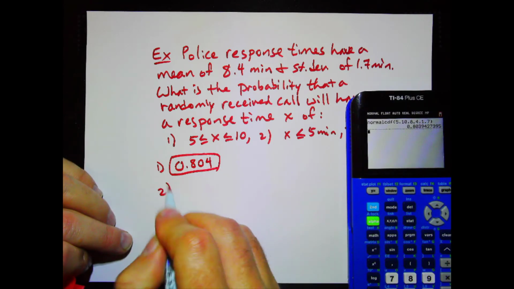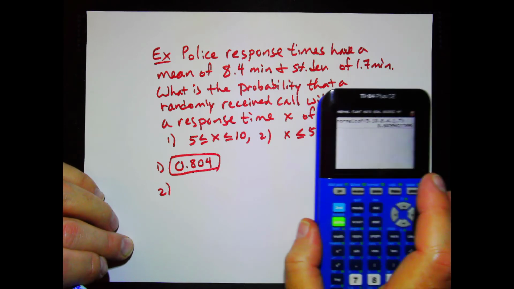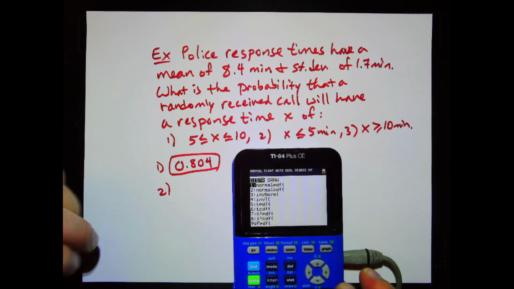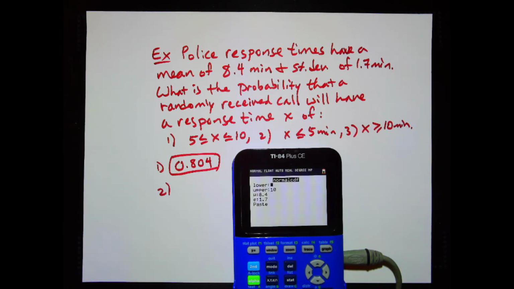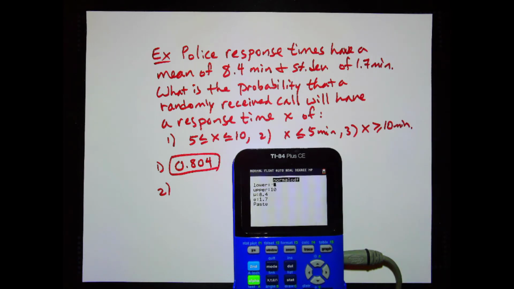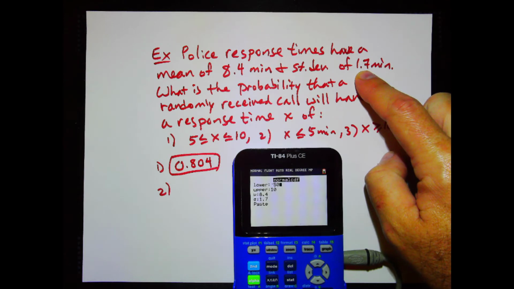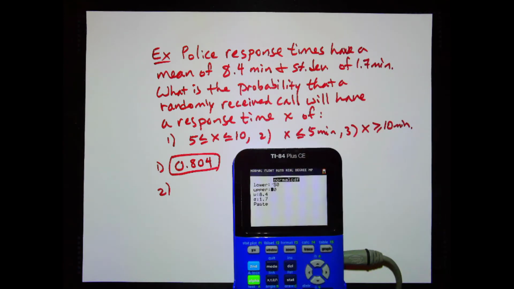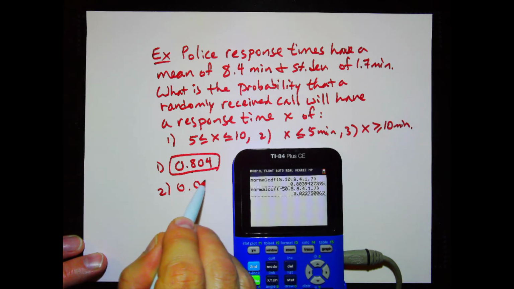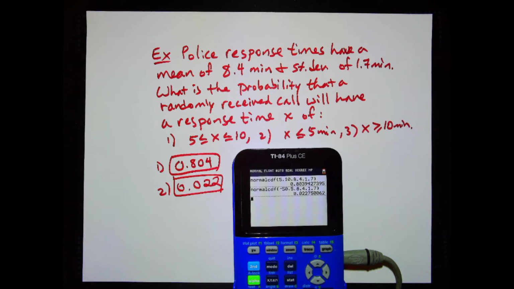On part 2, it was a response time of less than 5 minutes. Since this is an inequality with only one side, what is going to be the lower limit? The lower limit can be anything as long as it's at least 6 or so standard deviations below the mean. So why not make this something ridiculous like -50? The upper limit will be 5 minutes, with the same mean and standard deviation as before. The calculator is giving me 0.022. So it's a very small chance, a 2.2% chance that the call will have a response time of less than 5 minutes. That would be unusual.